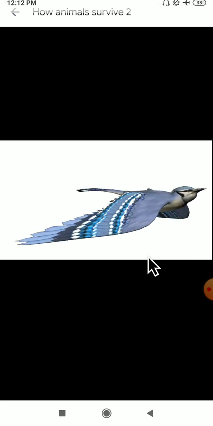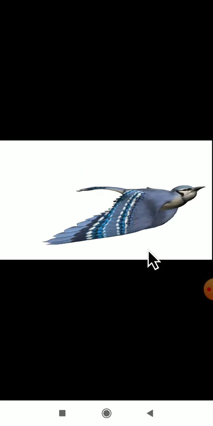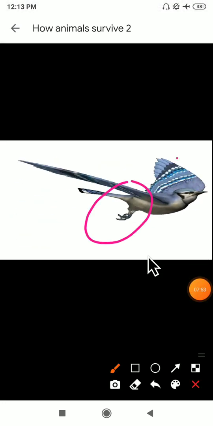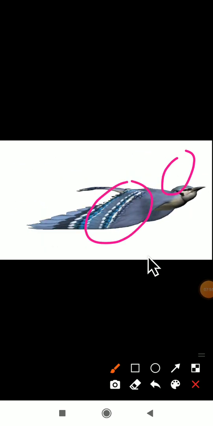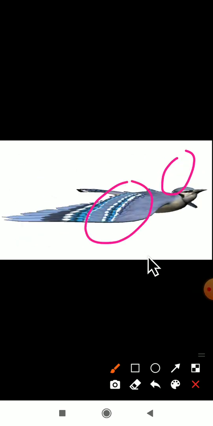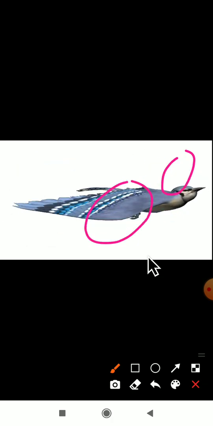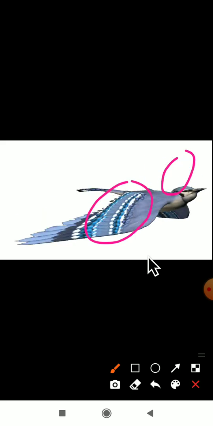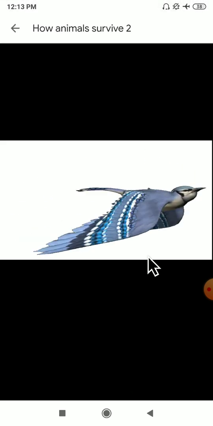Yes, you can see here how the birds will fly with the help of their modified forelimbs, that is the wings here. Yes, can you see they are having two wings here. With the help of these wings, they will fly in the air. The bird's body weight is very light here, so they can fly in the air.